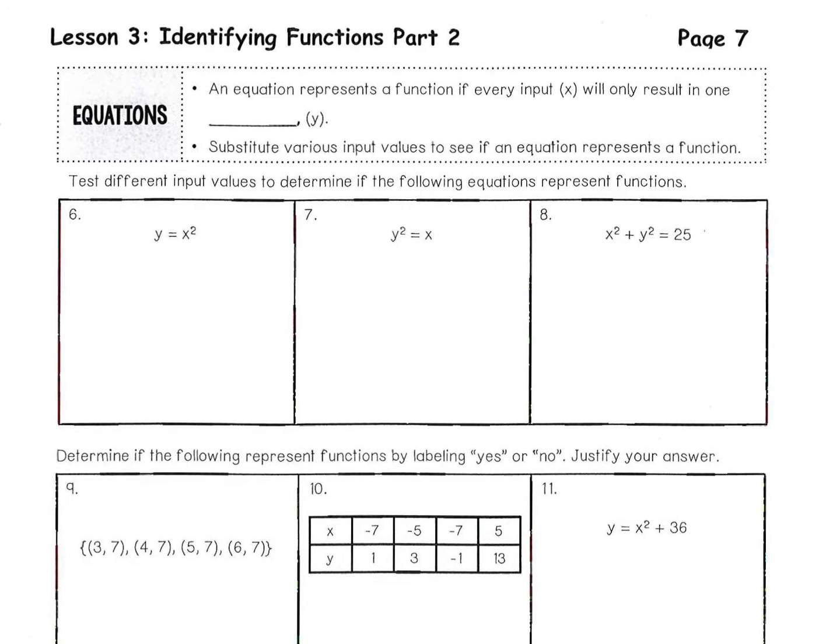An equation represents a function if every input, x, only results in one output for y. It suggests that we substitute various input values to see if an equation represents a function. So we're going to test different input values to see if the following equations represent a function. So I see y equals x squared, and I'm going to build a little mini table.